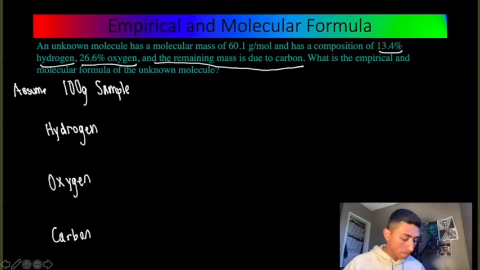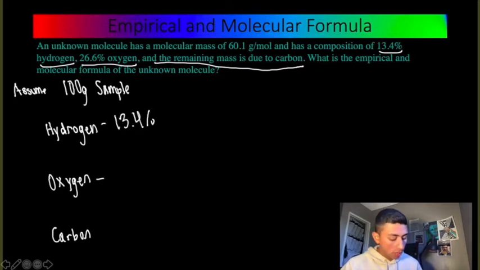Now, the way that I want to approach this is like this. So if I know that 26.6% of the compound is hydrogen, oh, sorry, let me fix that. It's not hydrogen. It's 13.4%. So 13.4% of this molecule is made up by hydrogen, 26.6% of this molecule is made up by oxygen, and the remaining percentage of this compound is made up by carbon. So I'll just put a little line here.